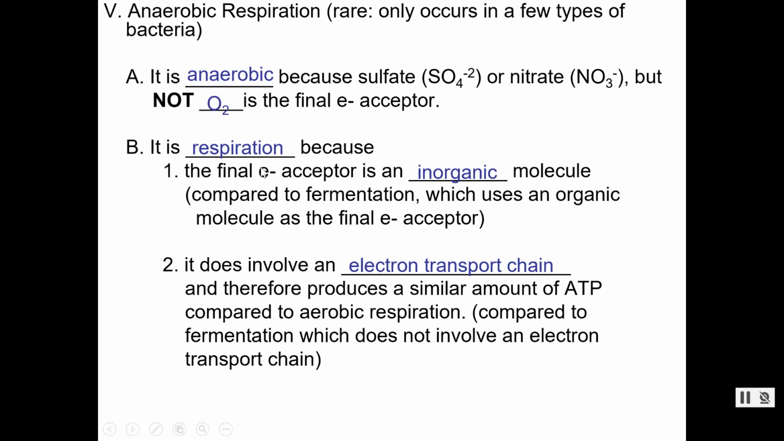So this is what you need to know for anaerobic respiration. Rare bacteria use sulfate or nitrate as the final electron acceptor, so it is anaerobic. It is respiration because it uses an inorganic molecule like sulfate or nitrate. Aerobic respiration is also respiration because it uses an inorganic molecule. It also uses an electron transport chain, so it also makes about 38 ATP.